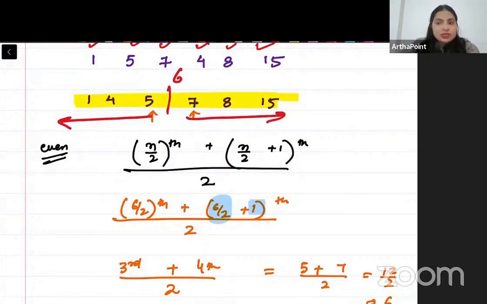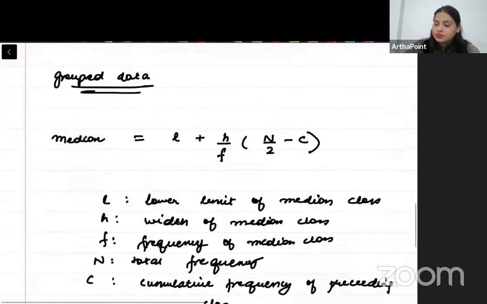So it is pretty simple to find the median of ungrouped data set. Now let us try to find it for a grouped data set. So take an example.